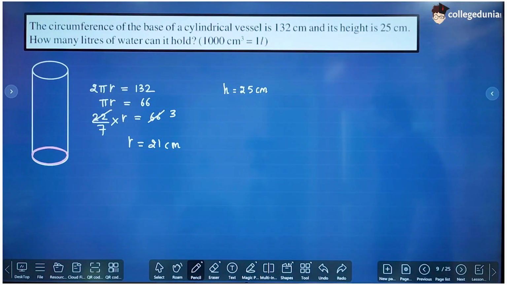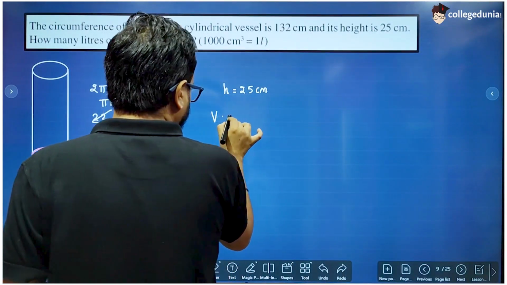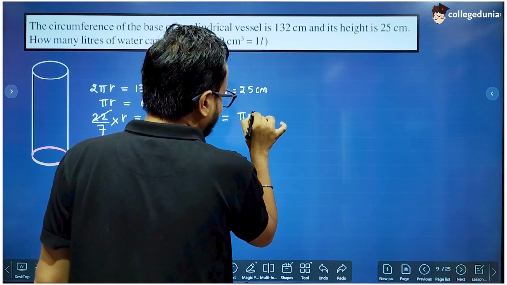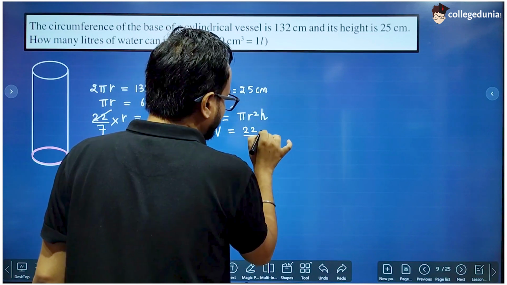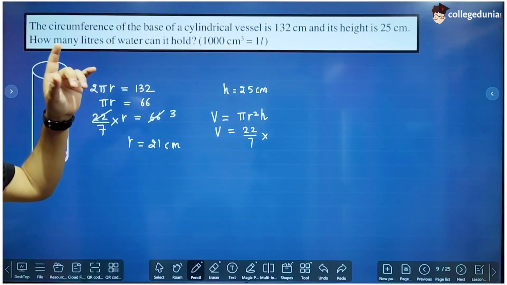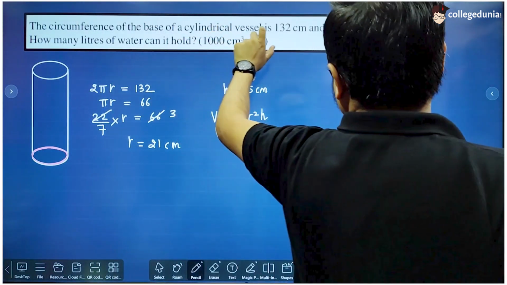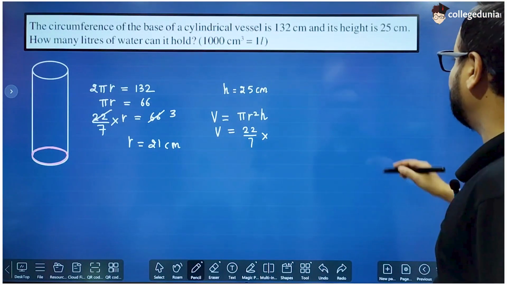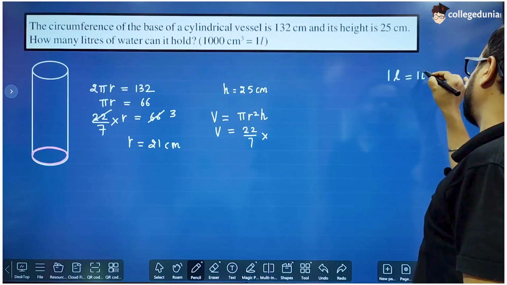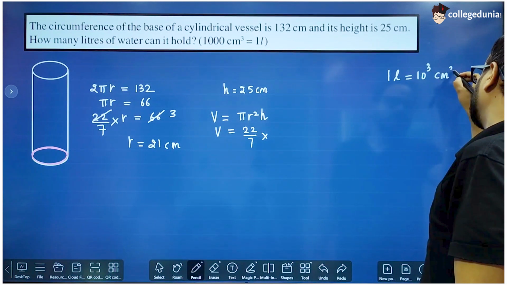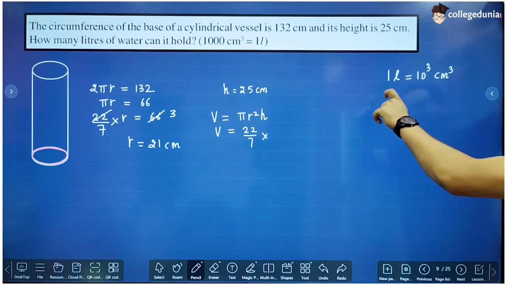Now we have to find the volume, but we have to find the volume in liters. What is the volume of cylinder? Pi r square h. We have to find this volume in liters. What is the relation? You have to remember this relation. It is given in the question here, but you have to remember this value. You will not get this in question in exam. So 1 liter is 1000 centimeter cube. We can use this relation to convert centimeter cube into liter.